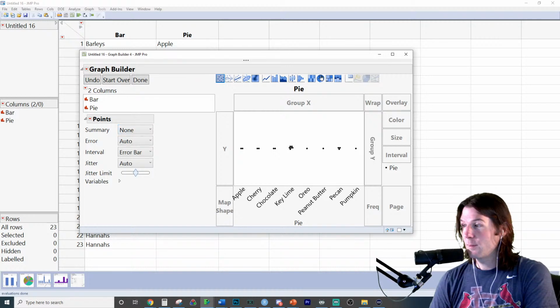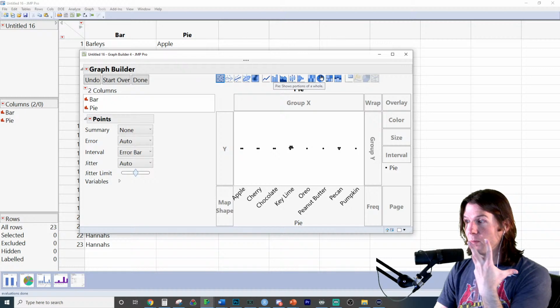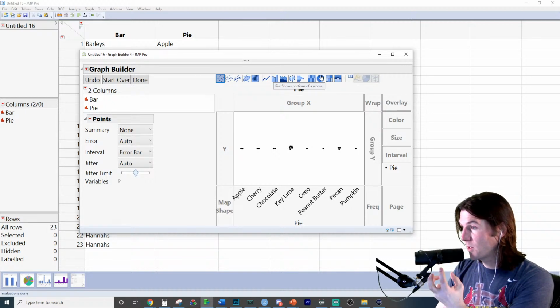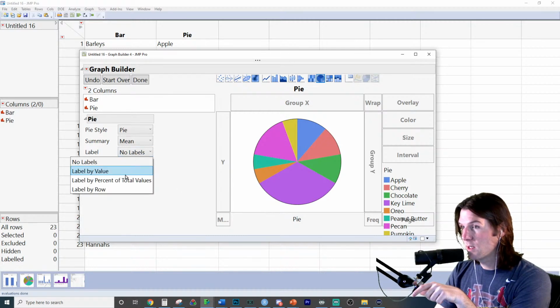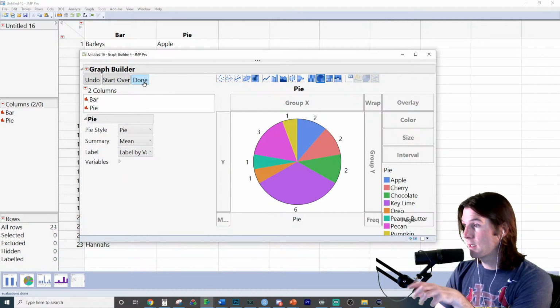So we're going to click on the pie right here. And the big thing you should be memorizing right now is that pie charts and bar charts both display categorical data. Make sure to click this, and you have this right here. Go to no labels, go to label by value, and then click done.